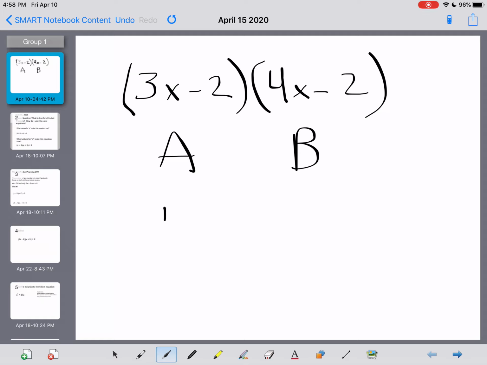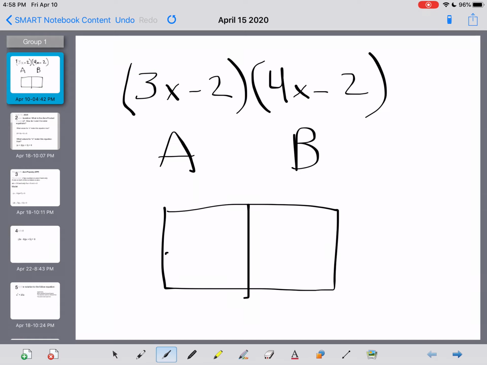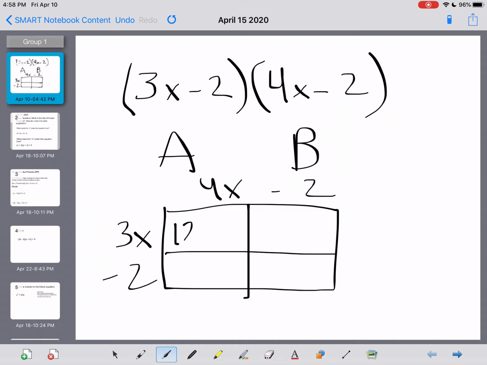The way we do that is we create our expansion boxes. Here we have two terms in A and two terms in B. Remember yesterday we defined those. Those are called binomials. So 3x minus 2, 4x minus 2. I'm just going to multiply out: 12x squared minus 6x minus 8x plus 4. These two can be combined because they're like terms.